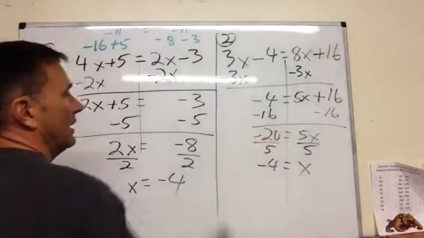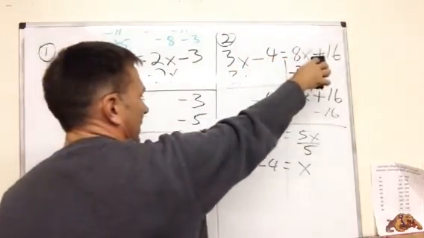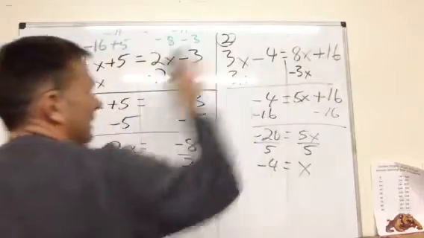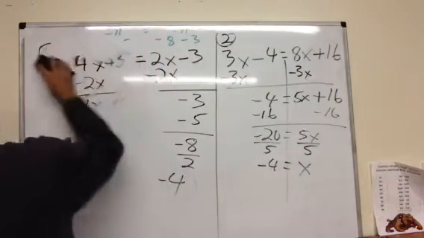And again, if we plug in negative 4 up here, negative 12 minus 4 is negative 16. Negative 32 plus 16 is negative 16. It does work. Remember, get paid for your work and check it.